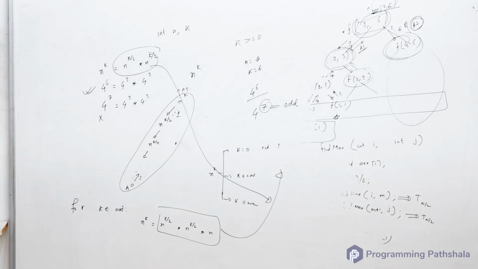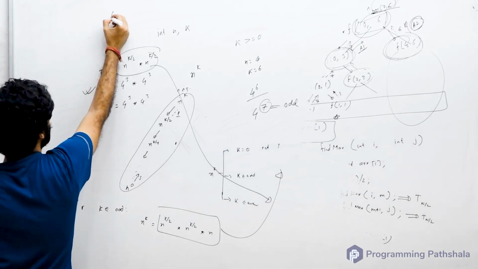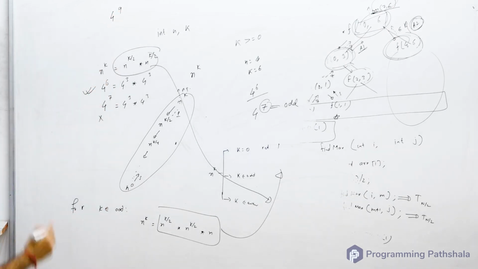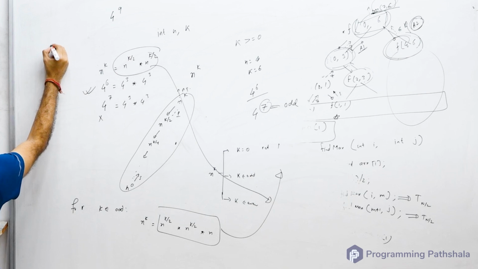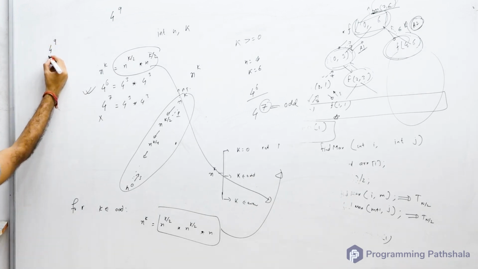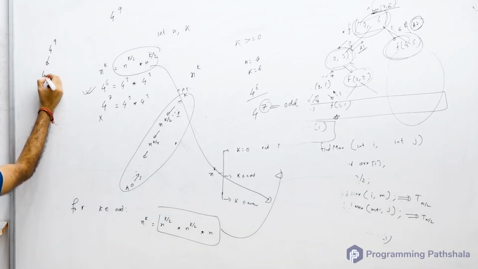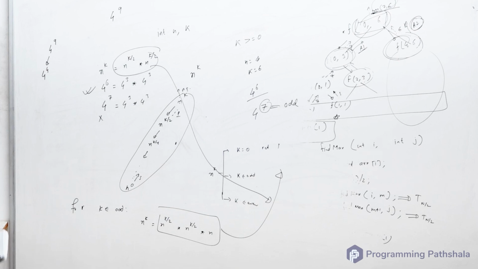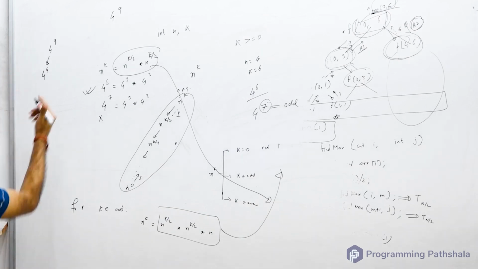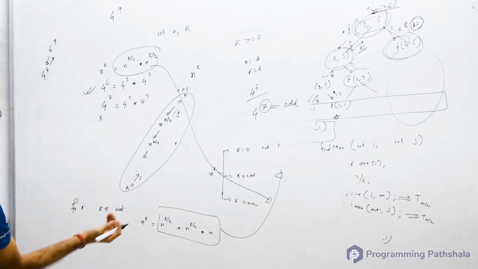Okay, so I'll just try to tell you how I can get my job done over here. Let's say you are trying to find 4 raised to power 9. For finding 4 raised to power 9, the first thing you will do is invoke 4 raised to power 4, right? Now 4 raised to power 4 will return you some value, because that is what you are doing.